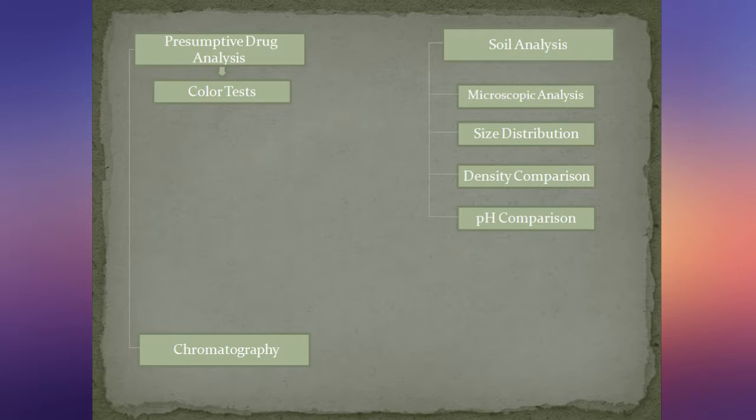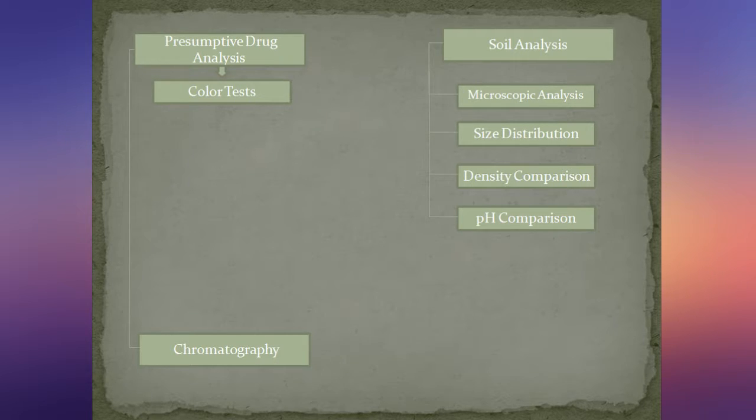Size distribution. Individual particles in soil samples vary widely in size. Investigators often find it difficult to determine the complete size distribution of a sample through a visual or microscopic analysis.